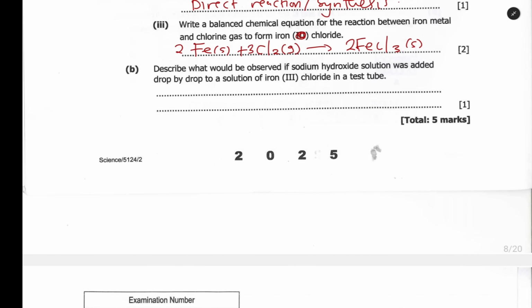Then B, describe what would be observed if sodium hydroxide solution was added drop by drop to a solution of iron 3 chloride in a test tube. What will be observed is that a brown precipitate would form, because of the reaction that is taking place. So a brown precipitate would form.